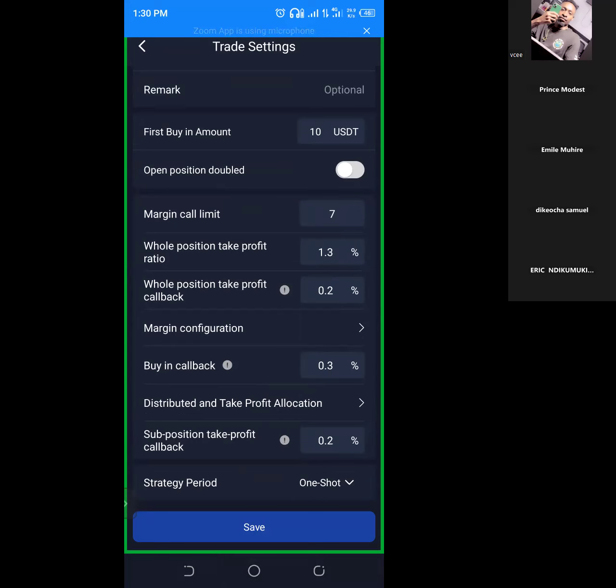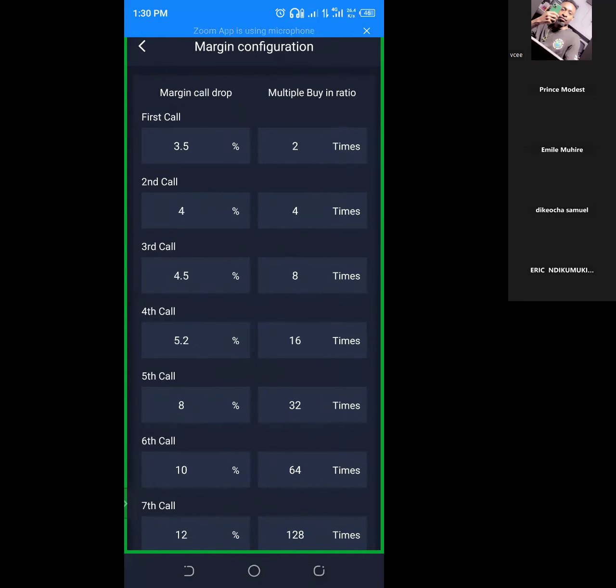Then the next thing for you to do is to click on margin configuration. Once you click on margin configuration, it takes you to this page.